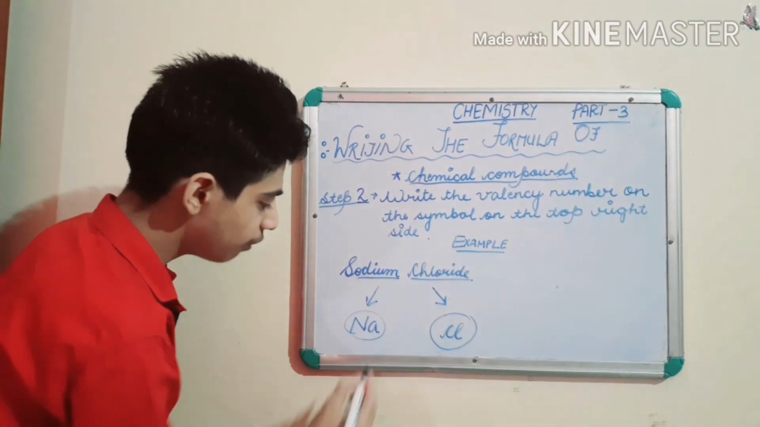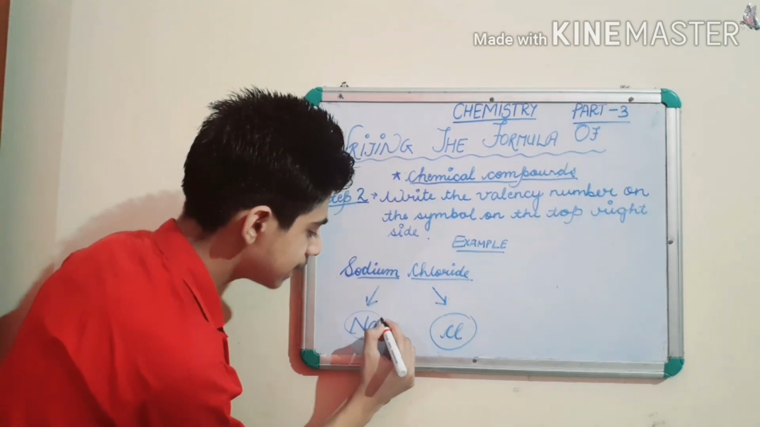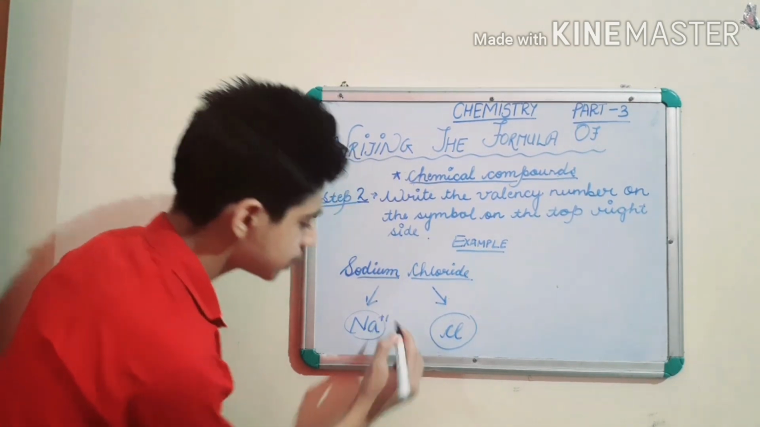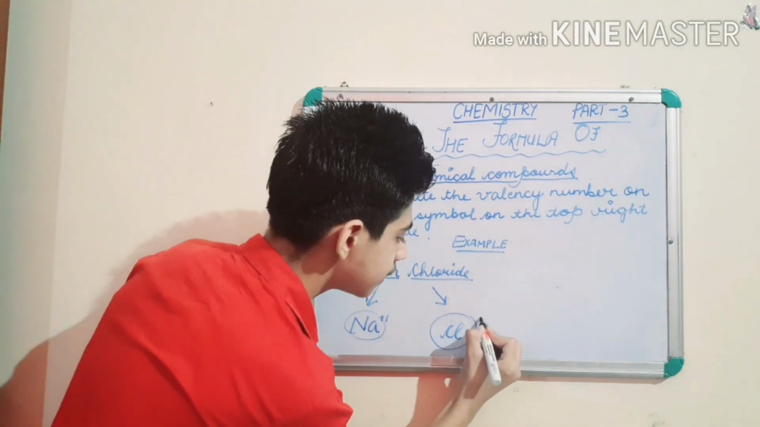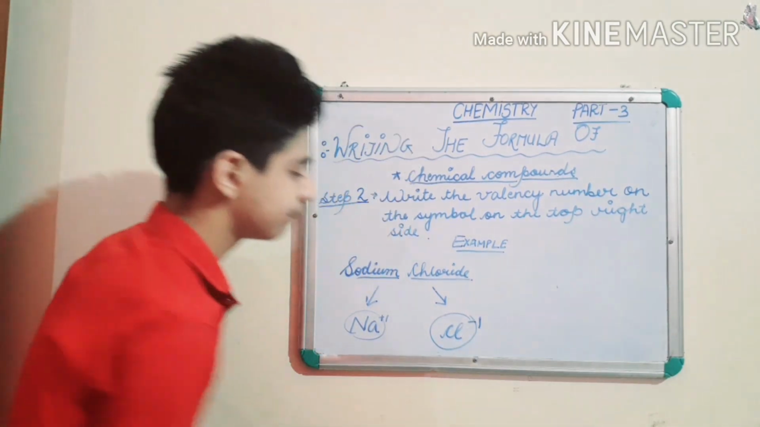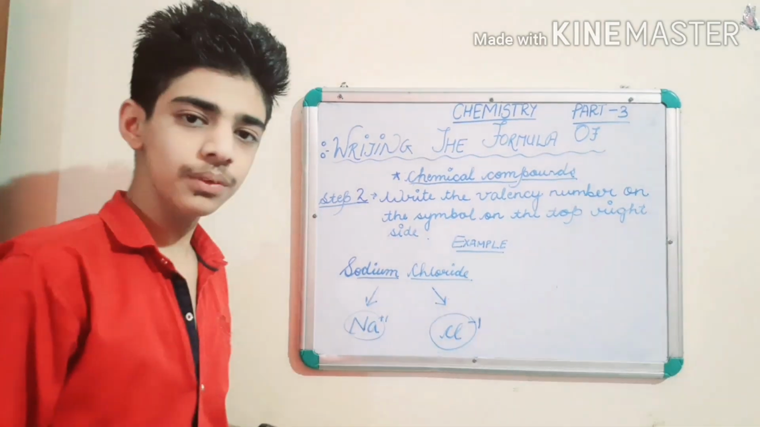The valency of sodium, Na, is plus 1, so you have to write it here like this. And chlorine is minus 1. So the second step is clear to all of you.